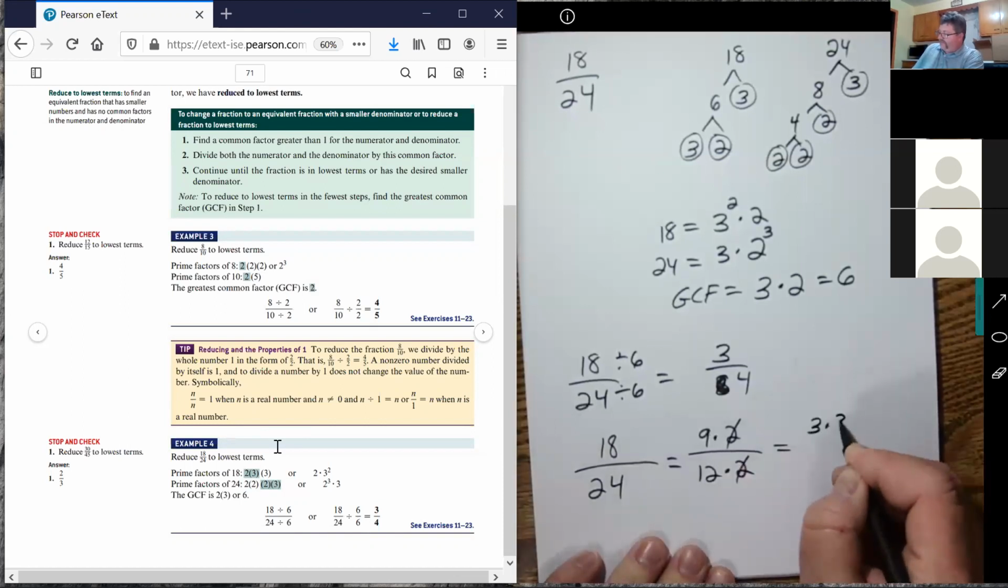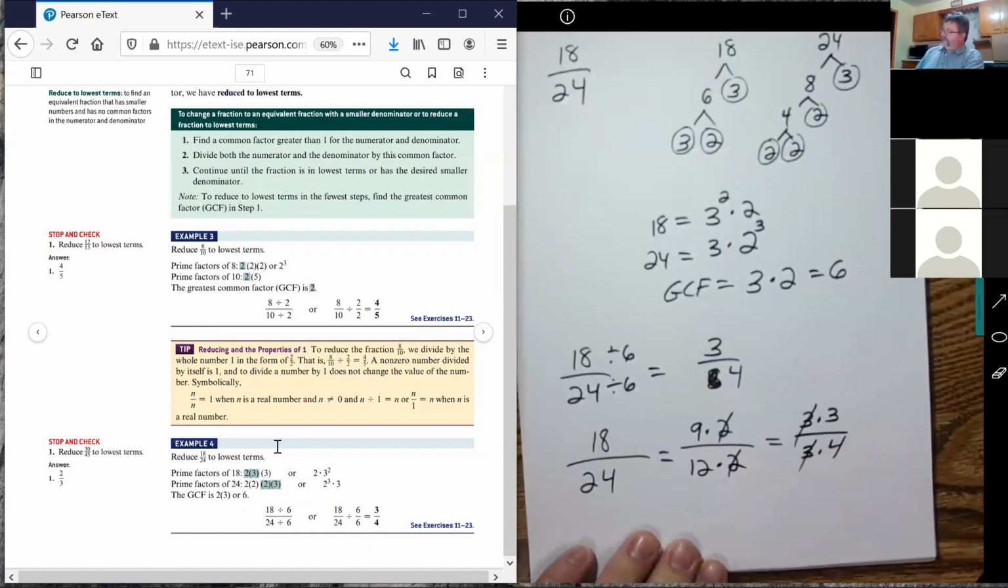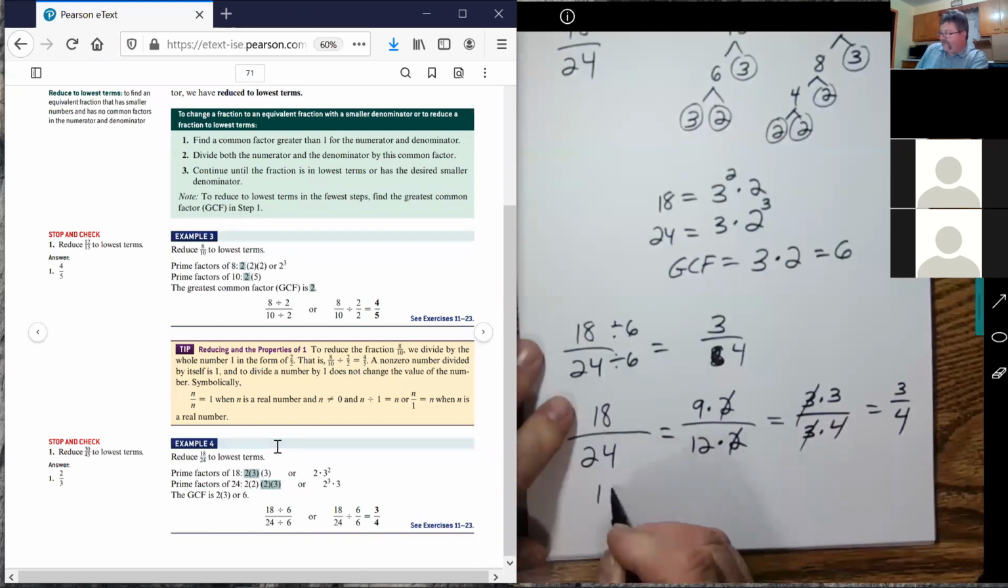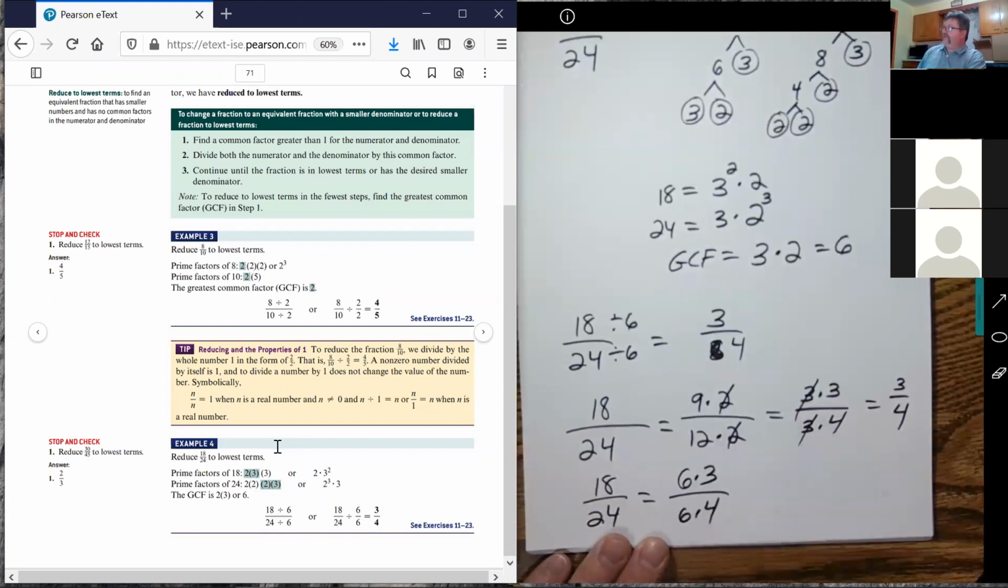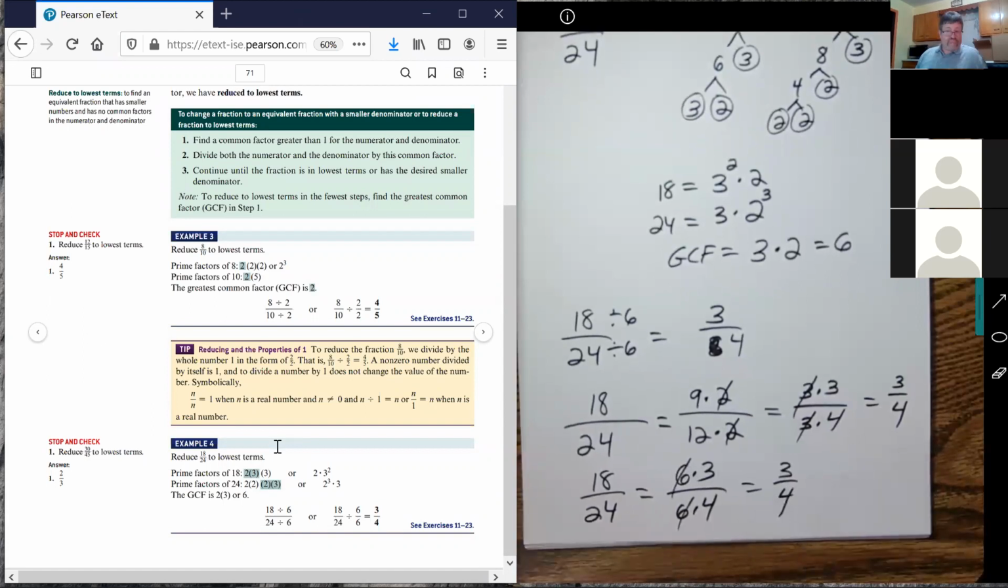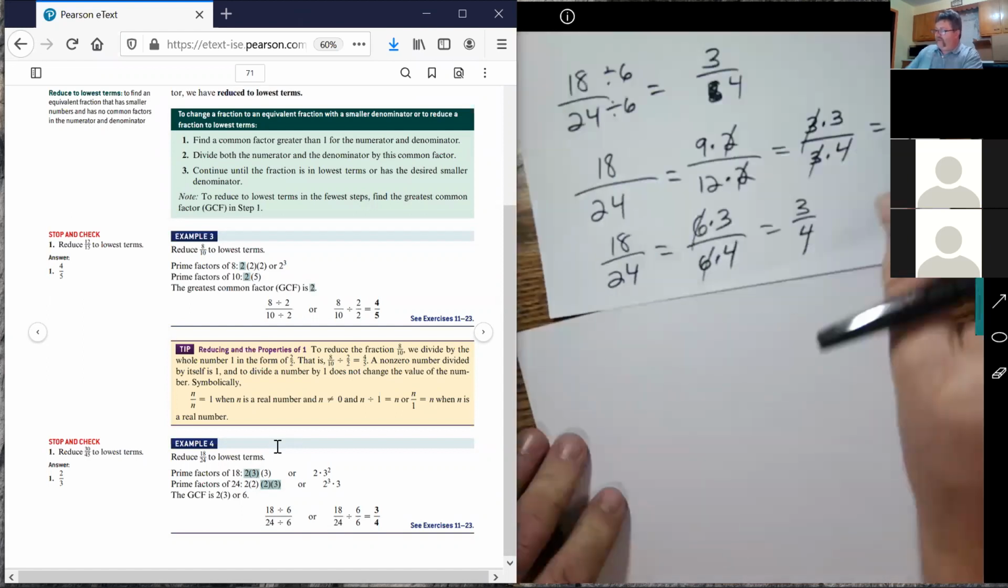9 is 3 times 3. 12 is 3 times 4. Now I can knock out the pair of 3s, and you see I'm at 3 over 4. So it just depends. Maybe I would have got lucky, or maybe I saw it, and maybe I said, hey, 6 times 3 is 18. 6 times 4 is 24. Bada boom, bada bing. I'm done. Maybe I would have even done a step that didn't help me at all. Maybe I would have on the 18.